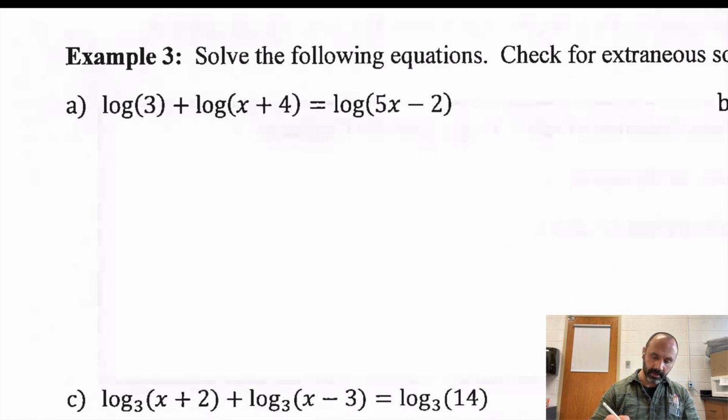So right away we begin. Now log, it's just written log. There's no base, so we assume it's base 10. That's the standard convention, and we can combine these. But they're multiplied, so log base 10 of 3 times x plus 4, that's all in parentheses, equals log 5x minus 2. I'm getting ahead of myself.